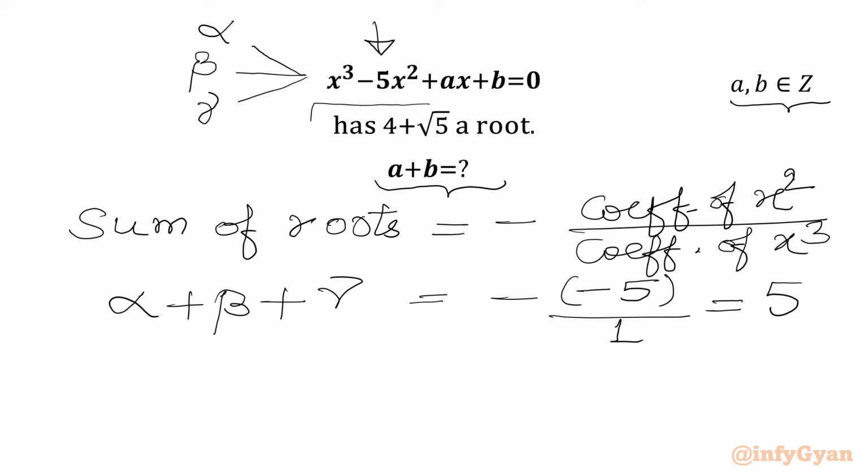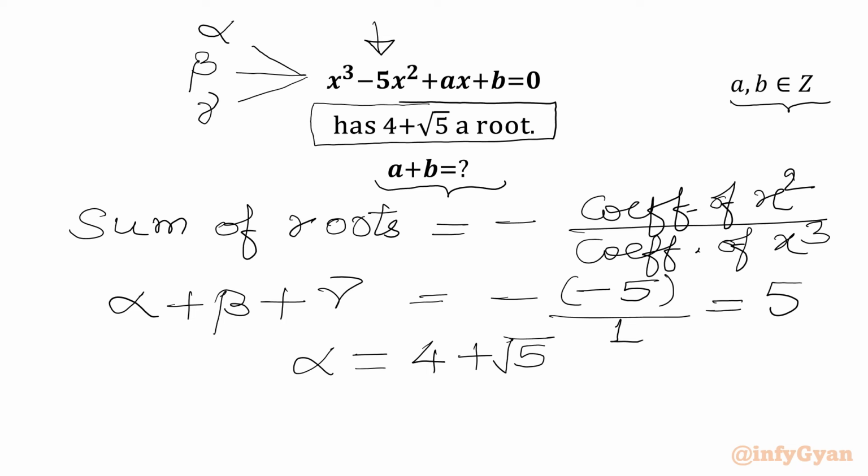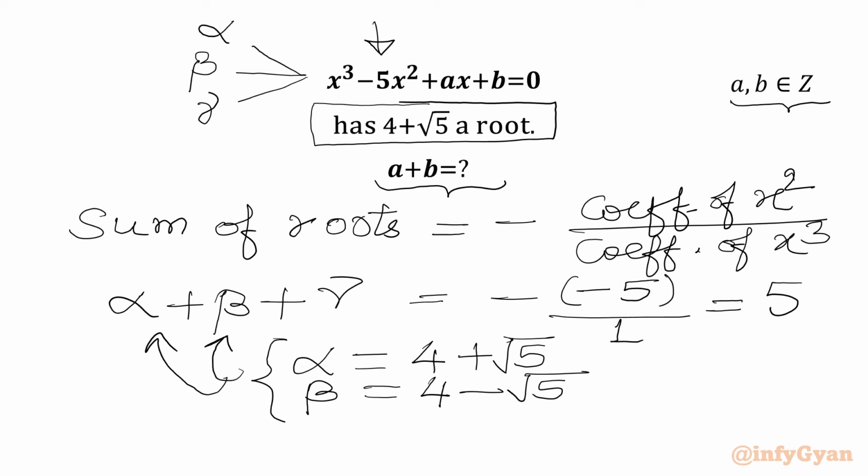Now we have alpha equal to 4 plus root 5. Now we know that irrational roots come in conjugates. So beta must be equal to 4 minus square root 5. Now we will apply the value of alpha and the value of beta here to find the value of gamma. So we will write 4 plus root 5 plus 4 minus root 5 plus gamma equal to 5.